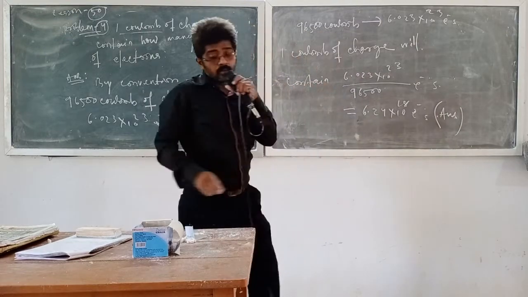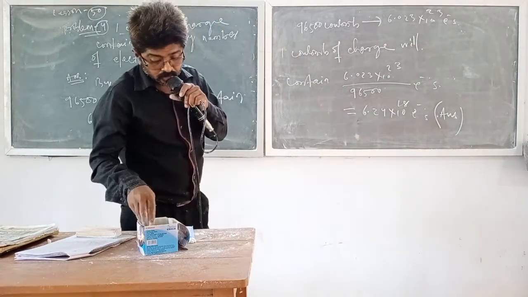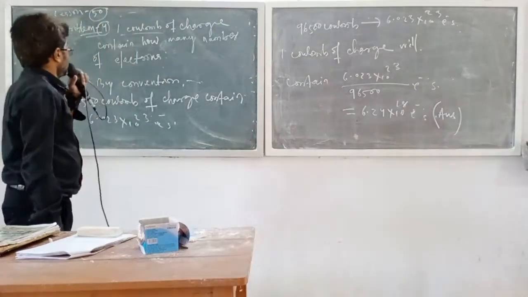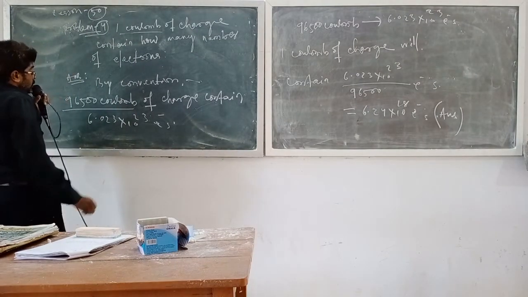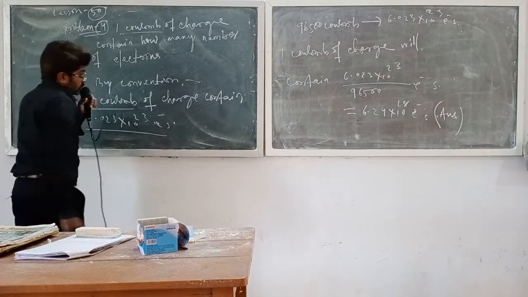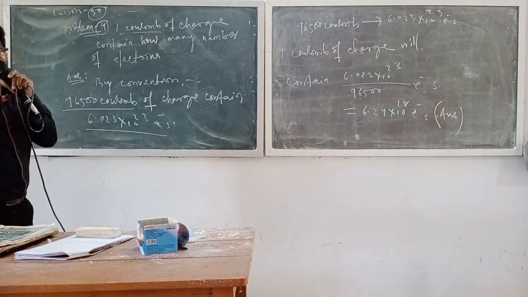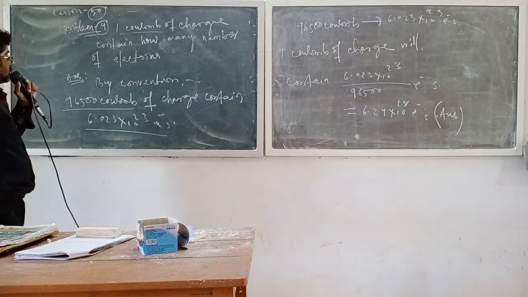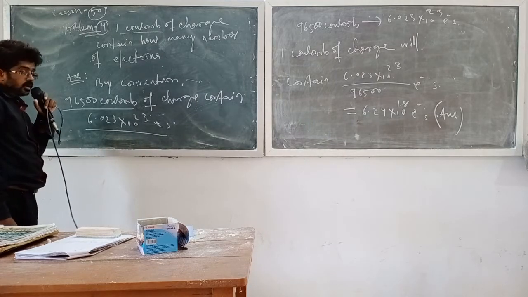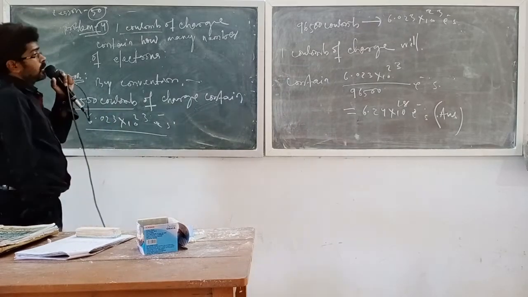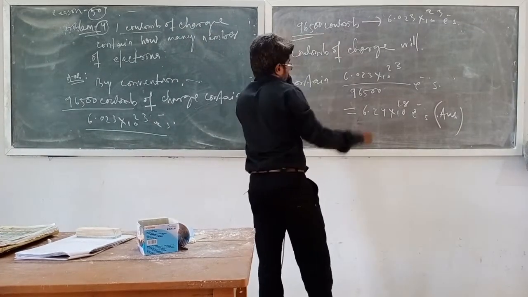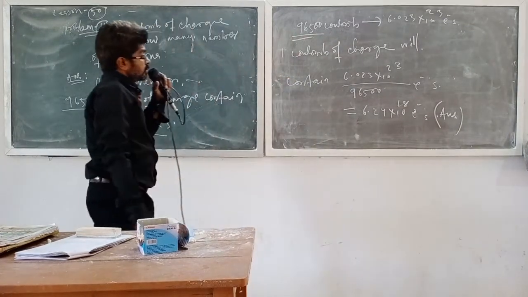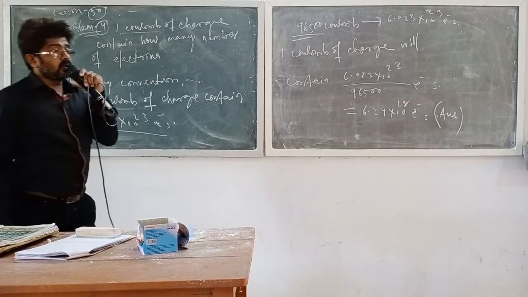Okay, so we got that 96500 coulomb of charge contain how many electrons? 1 mole of electrons, Avogadro's number of particles, that is 6.023 into 10 to the 23 electrons. So we divide, and this is equal to 6.24 into 10 to 18 electrons. Okay.